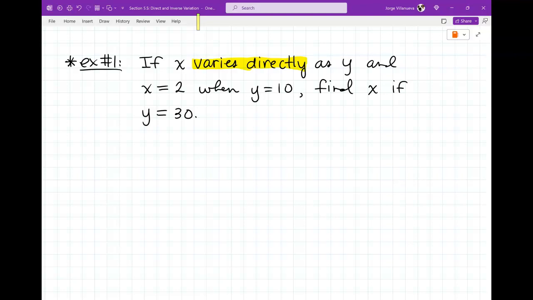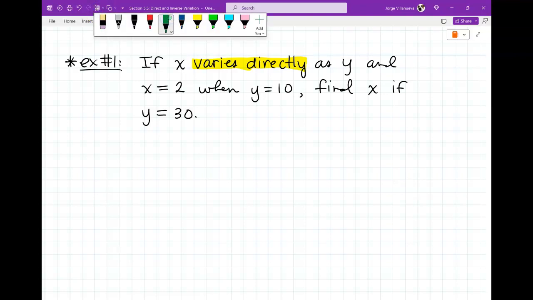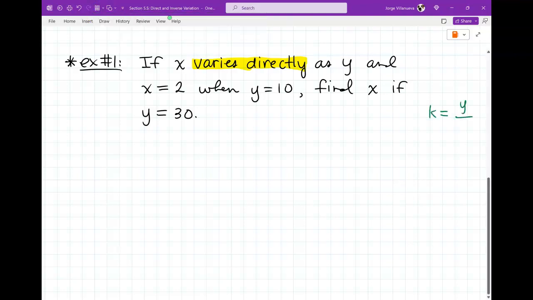So what I'm going to do right now is on the side, I'm just going to write this formula out, just so that we remember this is the formula we're using. K equal to y over x. Now, the next part gives me information to put into that fraction. It says if x varies directly as y and x equals 2 when y equals 10. So if I were to plug that into that right side equation, I would write 10 over 2, correct? Y is 10 and x is 2, right?